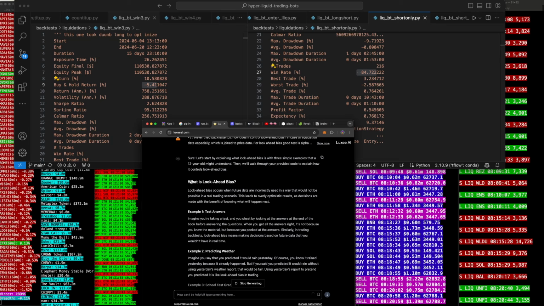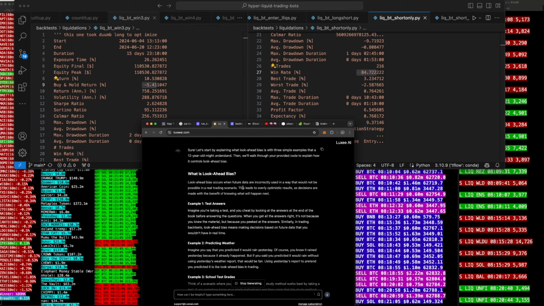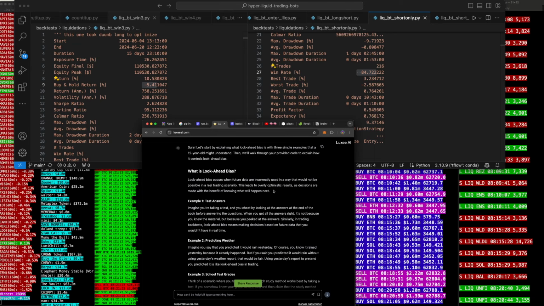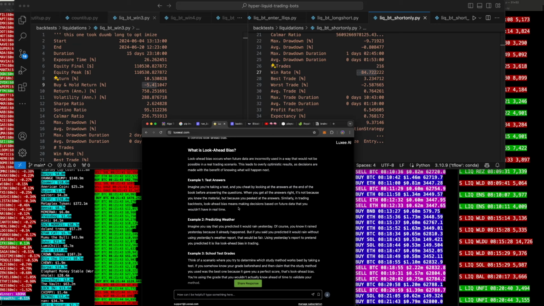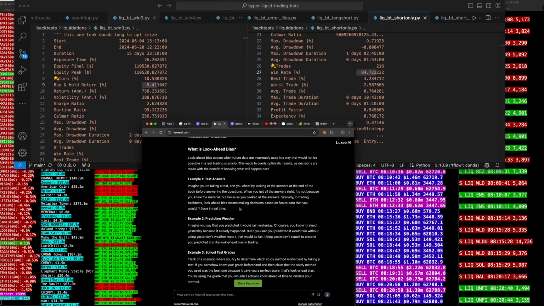What is look-ahead bias? Look-ahead bias occurs when future data are incorrectly used in a way that would not be possible in a real trading scenario. This leads to overly optimistic results, as decisions are made with the benefit of knowing what will happen next. Example one, test answers. Imagine you're taking a test and you cheat by looking at the answers at the end of the book before answering the questions. When you get all the answers right, it's not because you knew the material, but because you peeked at the answers. Similarly, in trading, backtest look-ahead bias means making decisions based on future data that you wouldn't have in real time.